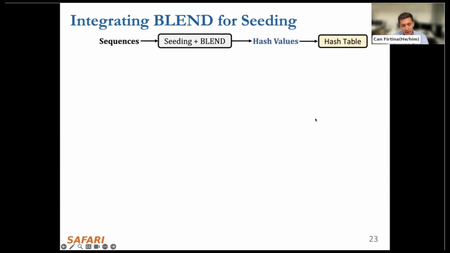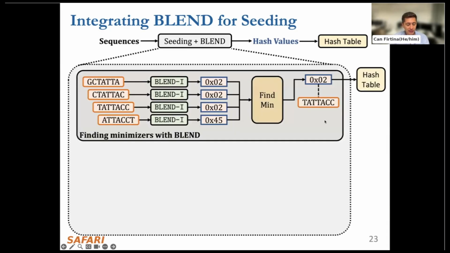We envision that blend can be integrated with any seeding technique, but in our work, we integrate blend with two seeding techniques, which are minimizers and strobemers. To integrate the blend technique with minimizers, we use the blend I mechanism. Here, these are overlapping k-mers in a certain window, and we generate the hash values of these k-mers using blend I, and then we pick only the minimum hash value from these and use it with the hash table, similar to a minimizer.